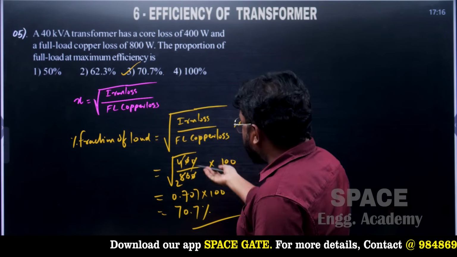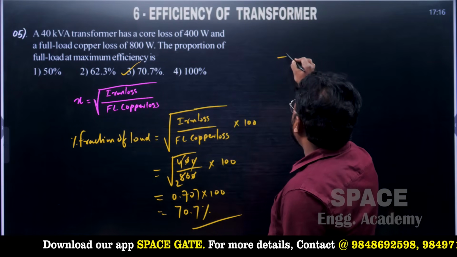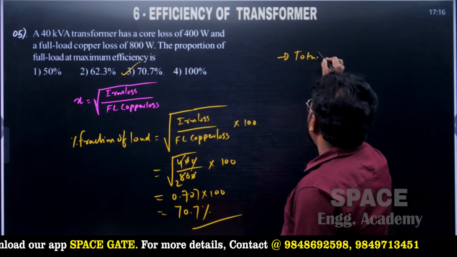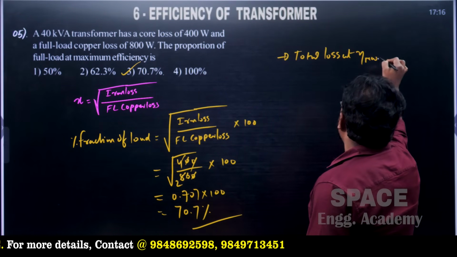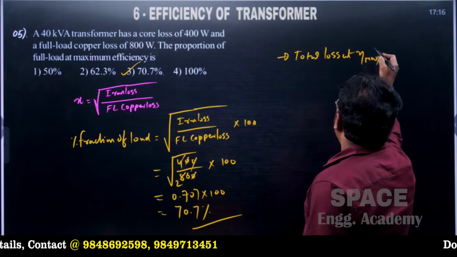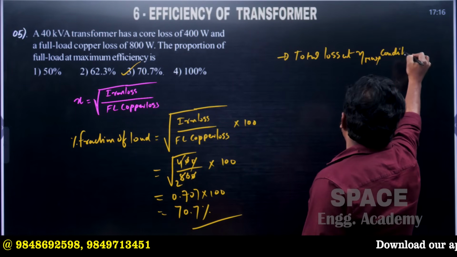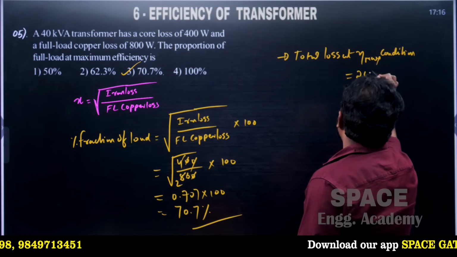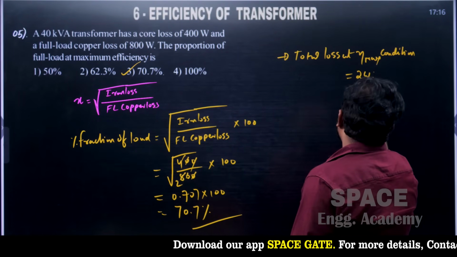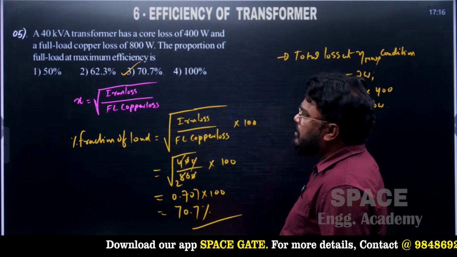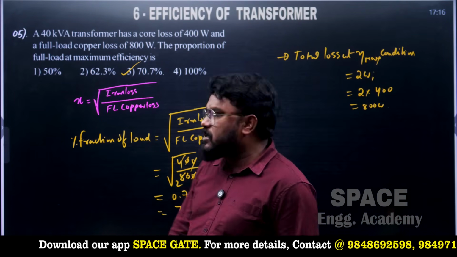And suppose some same question, total losses. Sometimes we have a question: total loss at maximum efficiency condition. How do we get total loss? That is 2 times the iron losses, 2 into iron loss is 400, so that is equal to 800 watts. These are total losses at maximum efficiency condition.